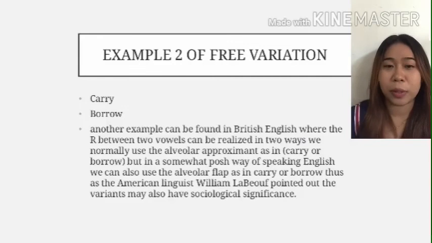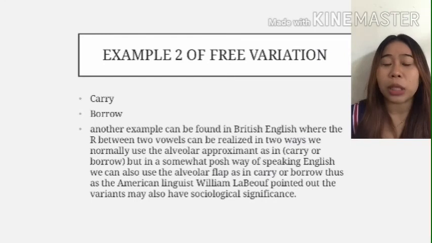For another example, in British English, R between two vowels can be realized in two ways. Normally we use the alveolar approximant, as in carry or borrow. But in a somewhat posh way of speaking English, we can also use the alveolar flap, as in carry or borrow. As the American linguist William Labov pointed out, free variants may also have sociological significance.